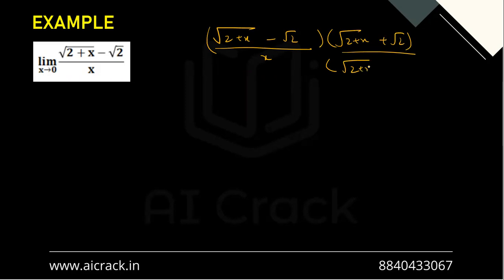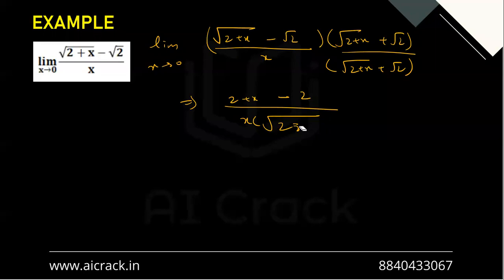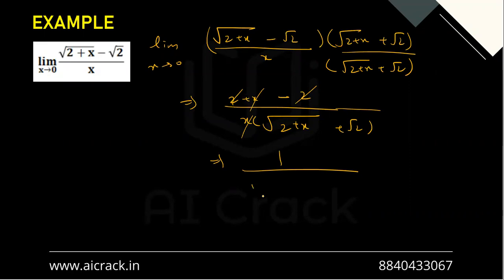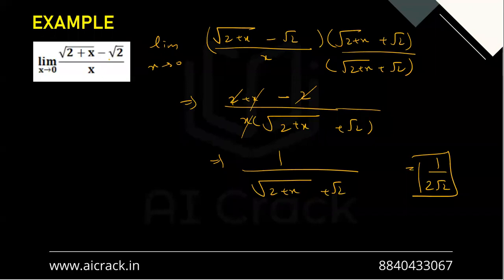Now let's multiply this one, limit x approaches 0. We'll get 2 + x minus 2 divided by x times (√(2 + x) + √2). Now here 2 gets cancelled, x gets cancelled, we'll get 1 upon (√(2 + x) + √2). So now we can clearly put x equal to 0. If I put x equal to 0, we'll get 1 upon 2√2. So this is our limit value. You could have also done it with the help of L'Hopital's rule, differentiating the numerator and the denominator, and you'll get the same result.